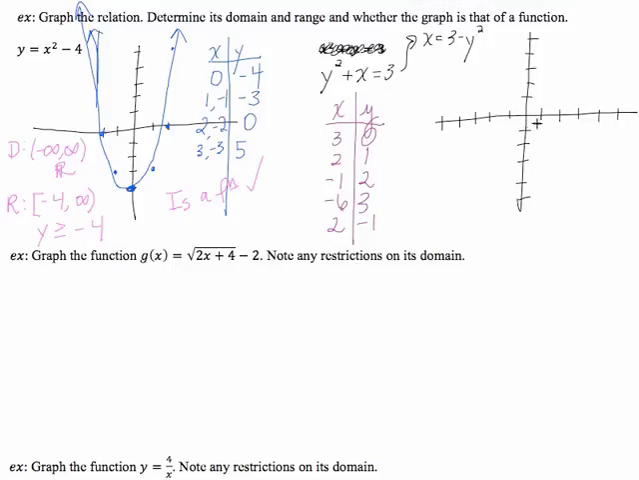Okay, plotting these points, we have (3, 0). We have (2, 1), (negative 1, 2), (negative 6, 3). Okay, it's got a parabolic shape there. But it looks like the top half of a parabola that's kind of on its side. And then when I started picking numbers down here, when x is 2, y is negative 1. Ooh, right there you see a problem. Okay, let's pick a few more here.